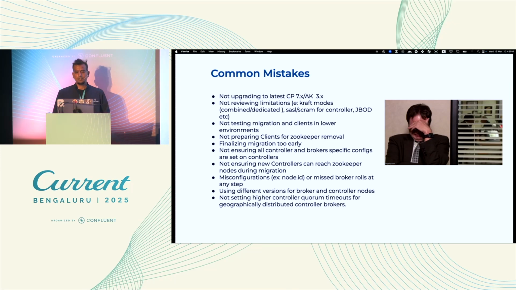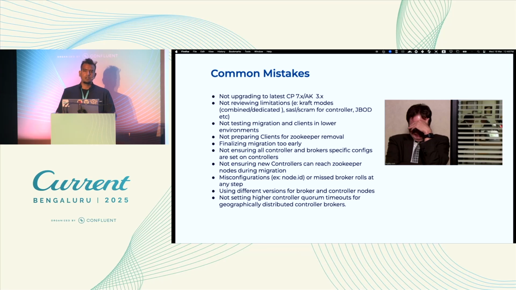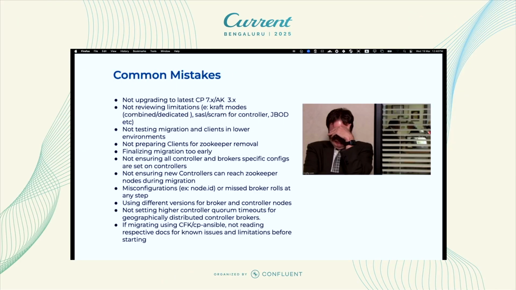Then next, setting higher controller quorum timeouts. If you had a Zookeeper cluster distributed in multiple data centers, you might have already set higher timeouts on the Zookeeper side. If you're mimicking the same architecture on controllers, you have to set higher quorum timeouts. Otherwise, you'll start seeing quorum disconnections and timeouts. Last but not least, if you're using CFK or CP Ansible based migration, the migration would be much smoother and easier. But those frameworks have their own limitations and known issues, so better read those documentations as well before you start the migration.